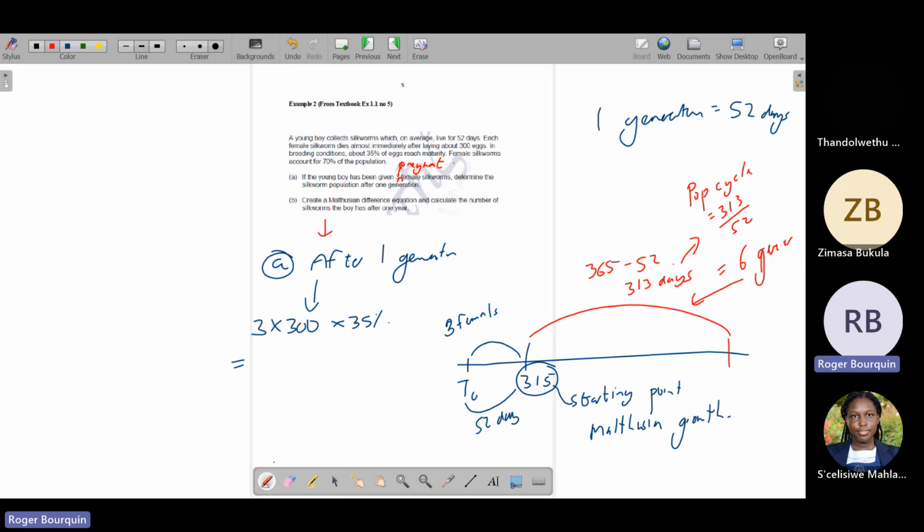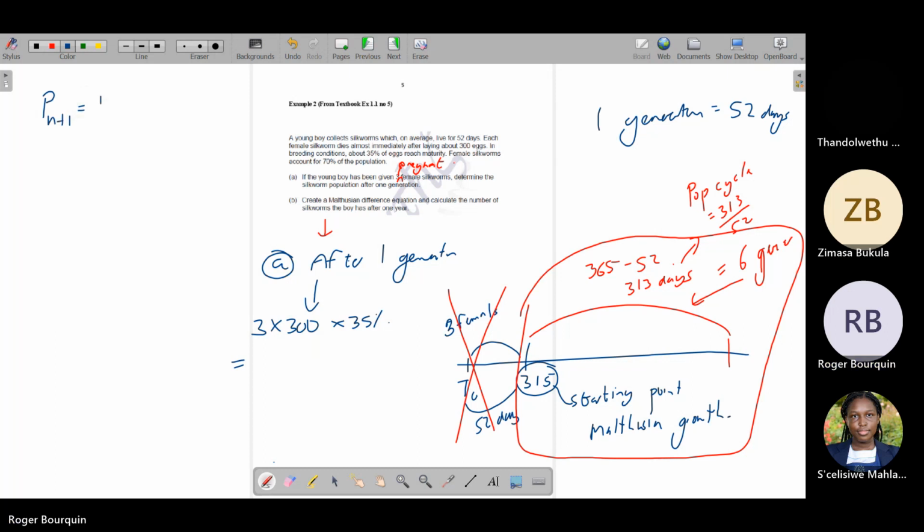Okay, so we forget about this part of the sum. This part of the sum is gone. The sum we're working with is this over here. Okay, and the growth is Malthusian. So what I normally do is I write down the formula I'm going to ultimately use. P(n+1) is equal to P(n) times, and we stick to recursive in this section.